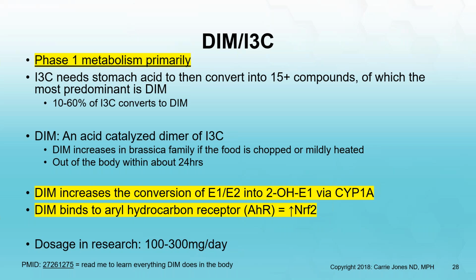Now, it comes from the brassica family, right? Your broccoli, your kale, your cauliflower, what have you. And the DIM in the food increases if you chop the food and leave it there for a couple minutes, or if you mildly heat it. So mildly steam it, mildly stir fry it and cook it. And DIM itself is out of the body within about 24 hours.